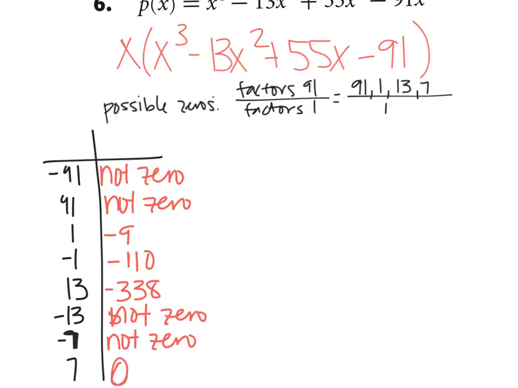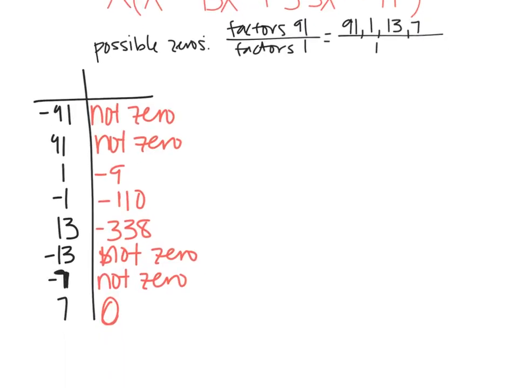One of them was 0. Was it positive 7 or negative 7? Positive 7. Okay, I knew one of them was. So positive 7 gave us a value of 0. If we know positive 7 is a 0, then we know one factor is x minus 7.